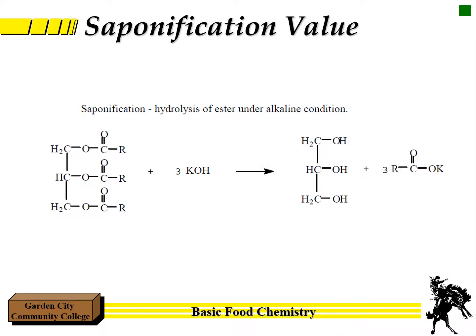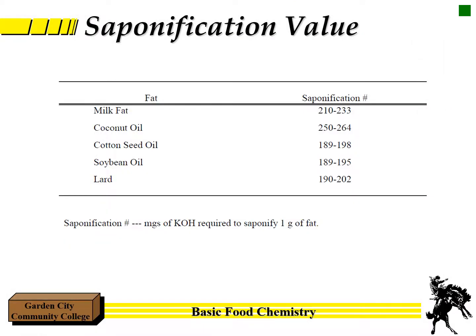So saponification, basically, you're just using hydrolysis of an ester under alkaline conditions to separate it out. Here are some saponification values you can get: milk fats between 210 and 233, coconut oil 250 to 264. Cottonseed and soybean oil are pretty similar, and you can see lauric. With saponification number, again, that's the milligrams of KOH required to saponify 1 gram of fat.